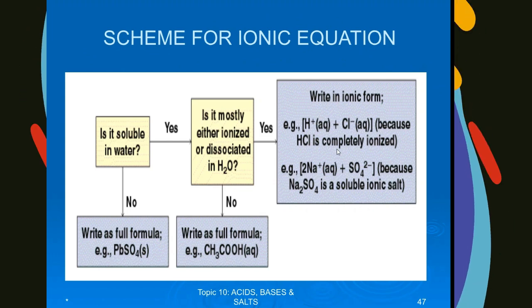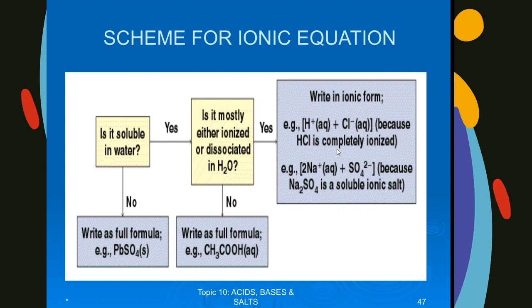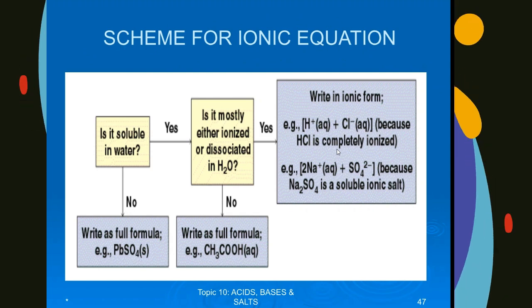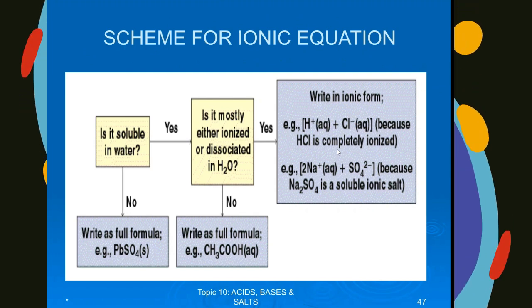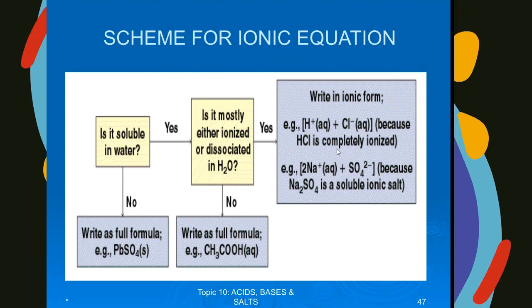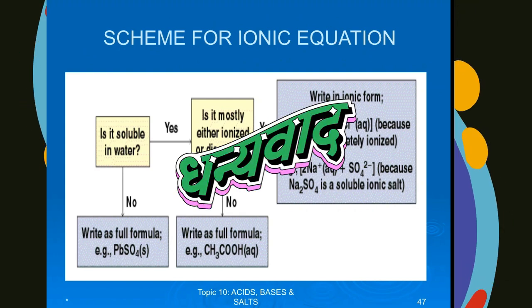Now, the scheme for ionic equations. How will we think about it? First of all, is it soluble in water? If yes, it is mostly either ionized or dissociated in water. Then write the equation in ionic form, H plus and Cl minus for example, because HCl is completely ionized, or another example, Na2SO4. If it is not soluble in water, you have to write the full formula, for example PbSO4. And if it is not ionized either, we think about the next example, that is CH3COOH, acetic acid.